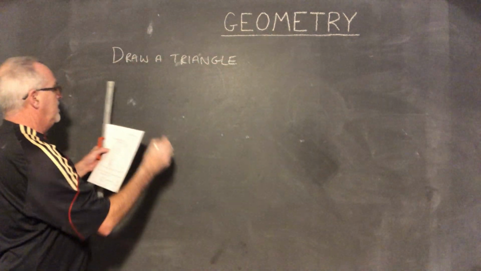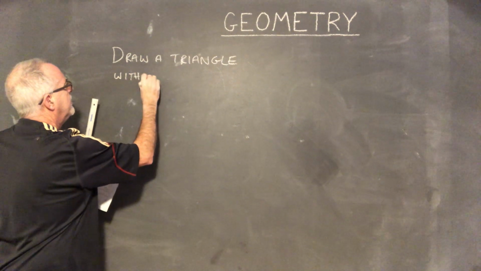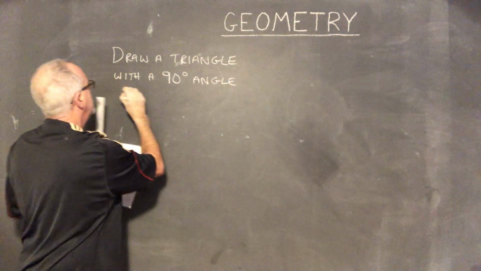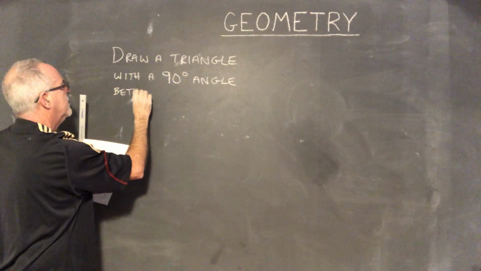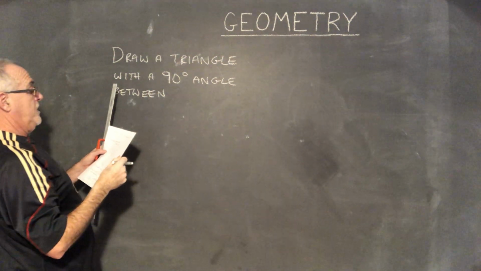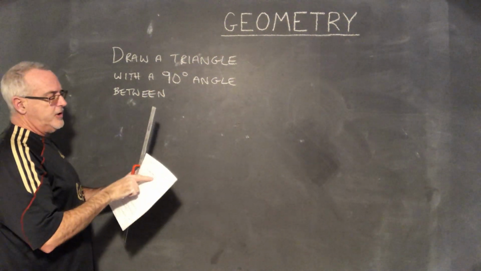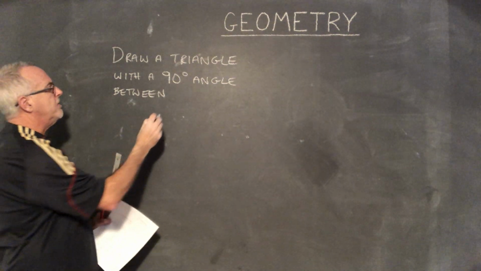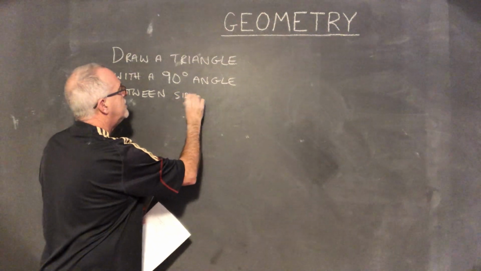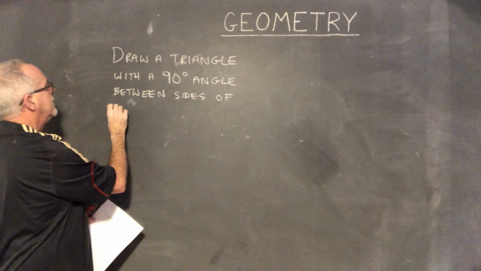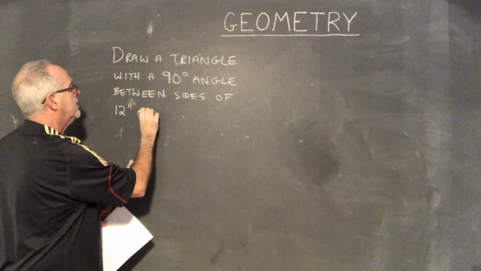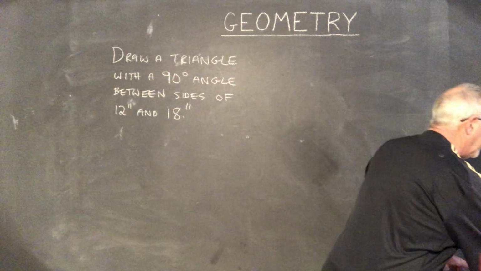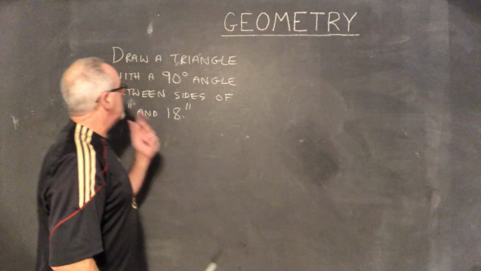Draw a triangle with a 90-degree angle between sides of, I chose 4 and 3 when I was doing it on paper before, but no, I want something bigger than that, bigger than the 10 we used before. Between sides of, how about 12 inches and 18 inches. Let's see if I can do that. I'm sort of making up the numbers at random, and that can be a dangerous thing to do at times.